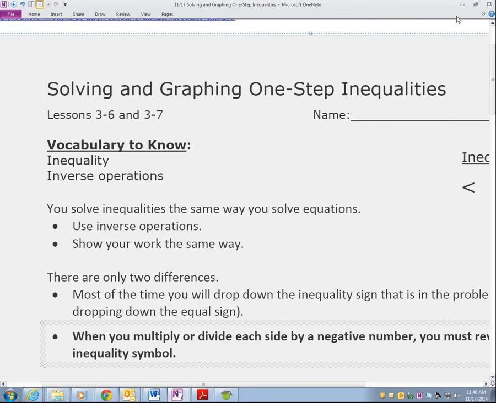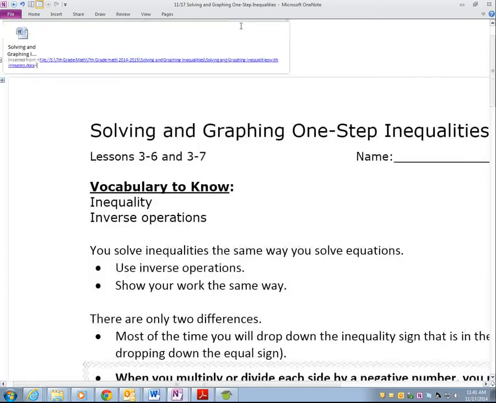All right, solving and graphing one-step inequalities. This is from the book, lessons 3-6 and 3-7. So if you want to do some other help, you can find it in that part of your book that you barely use. So vocabulary that you already know, or vocabulary to know.